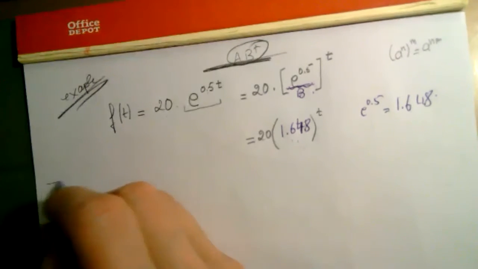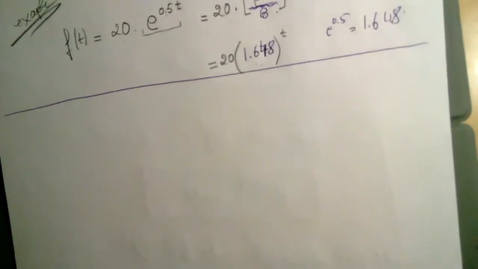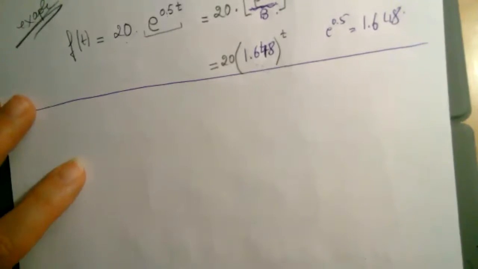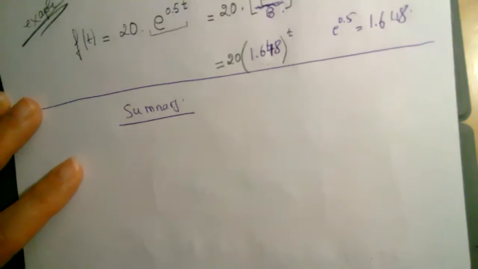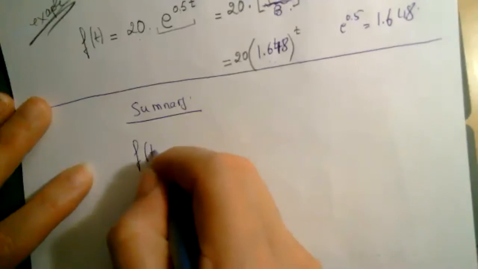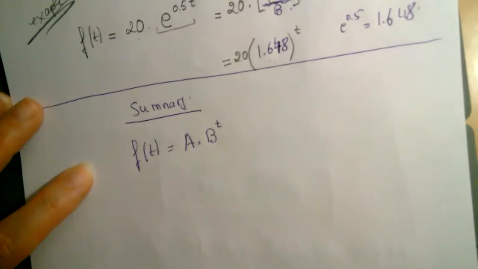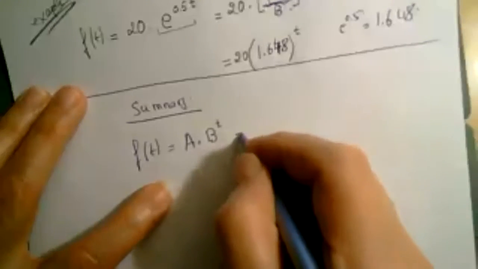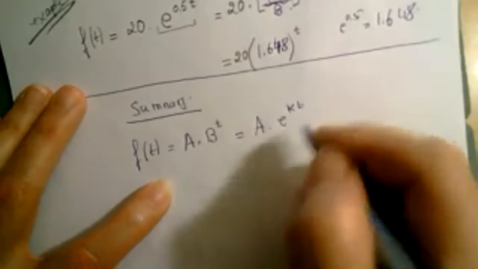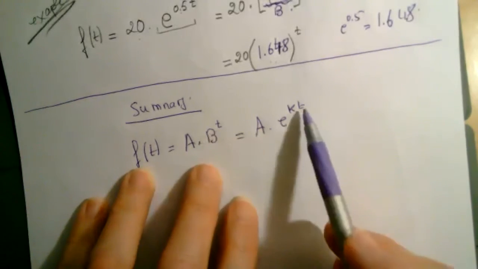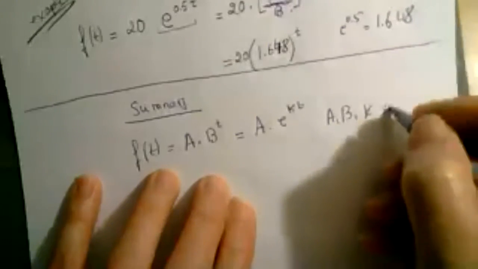Okay, so let me summarize the whole thing, because e to the kt is going to become an extremely important function for you. Summary. Exponential functions we can write in two formats: a times b to the t, that's the standard format that we like, but also we can write them as a times e to the kt. So two different ways of representing the exponential function. t is my input. a, b, k are constants.